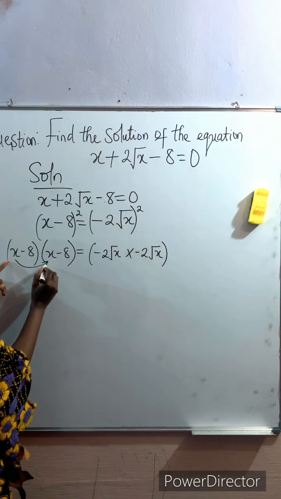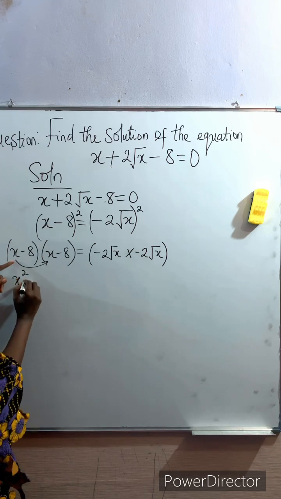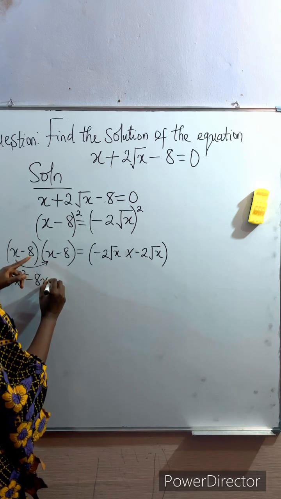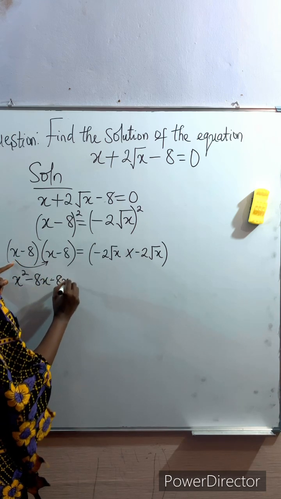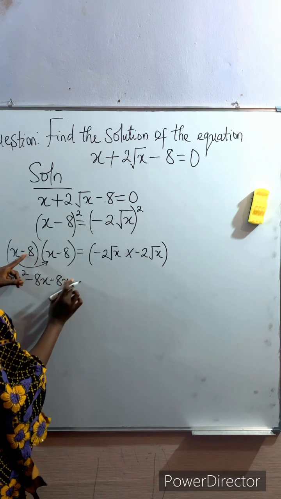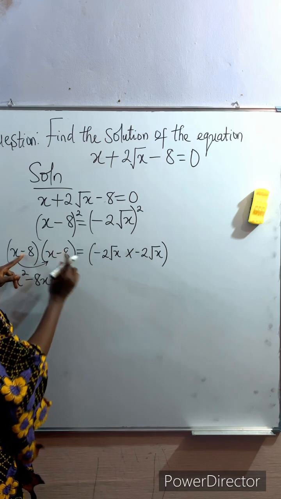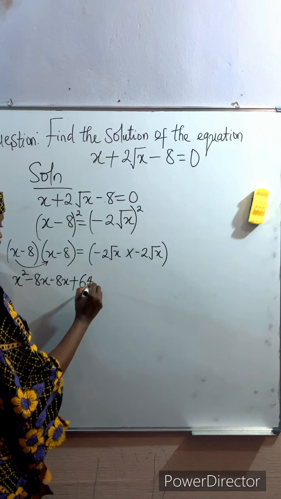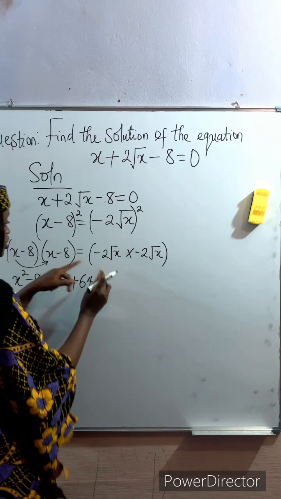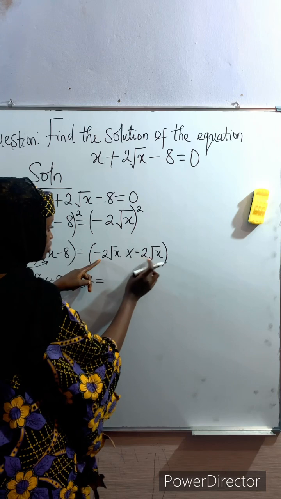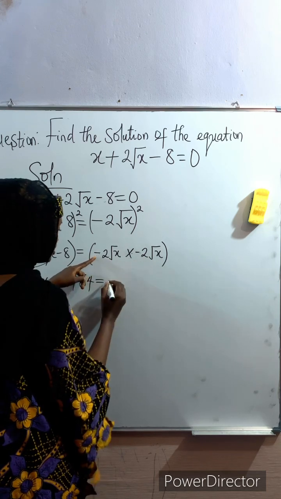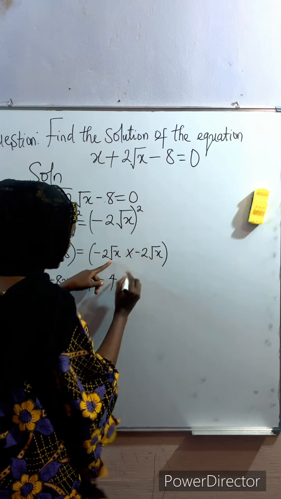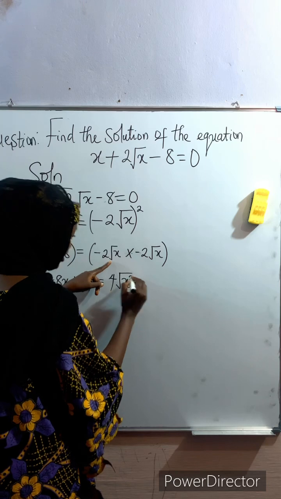We have x multiplying this x, which gives us x squared, minus x times 8 gives us 8x. Here too, minus 8 times x gives us minus 8x. So here we have this minus and minus. Minus times minus gives us plus. Okay, so 8 times 8 gives us 64, equal to now minus 2 root x times minus 2 root x. This is minus times minus here. This is a plus, and 2 times 2 gives us 4. Root x times root x gives us root x squared.